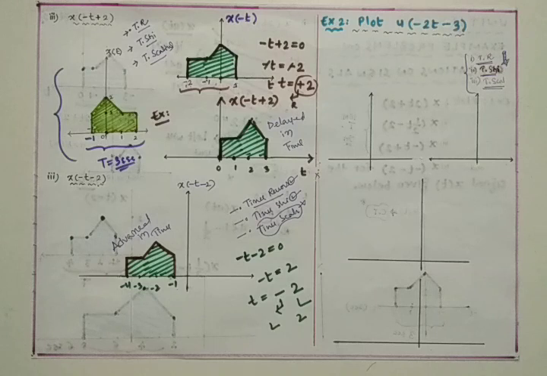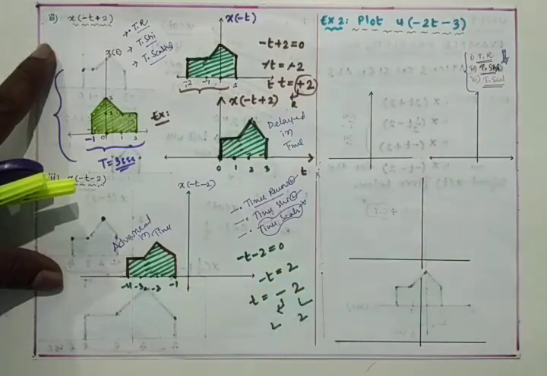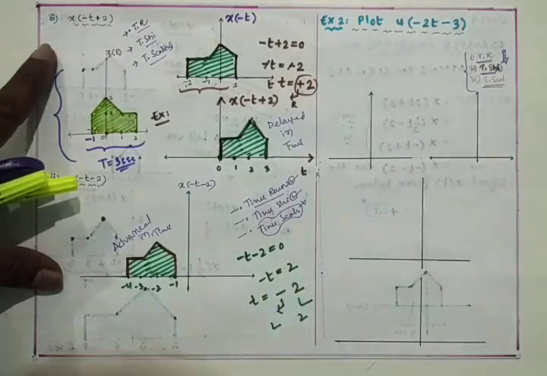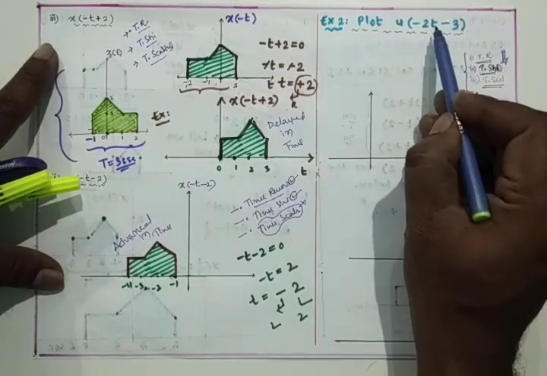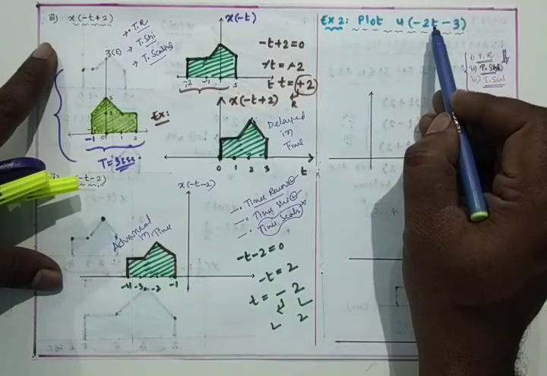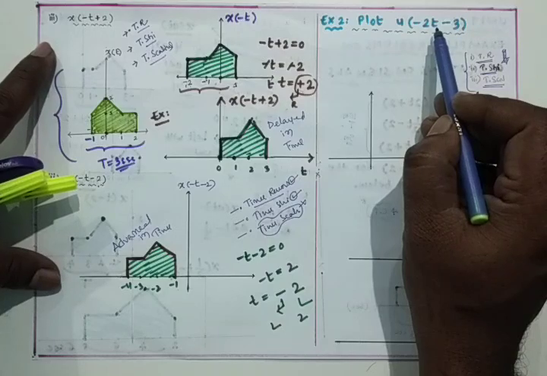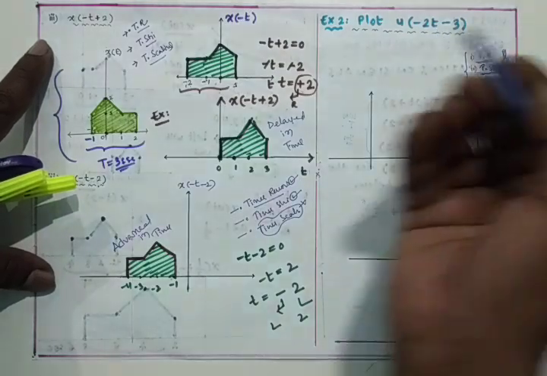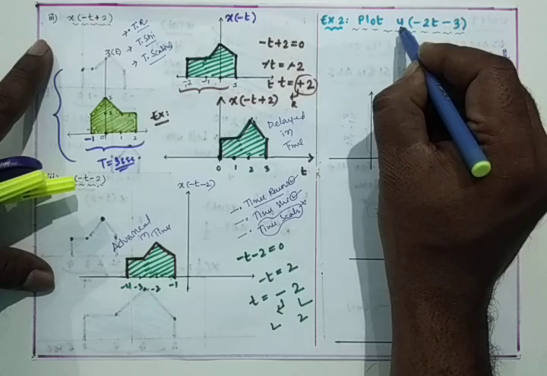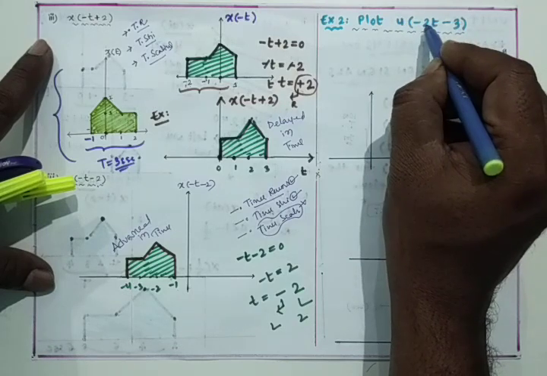Then what is the question we have? Plot u of minus 2t minus 3. By seeing the u, we understand that it is a unit step signal, and by seeing the t, we understand that it is a continuous time signal. Initially it is a unit step continuous time signal.